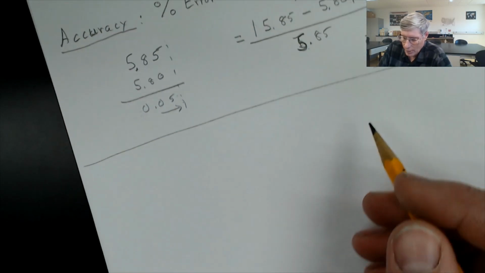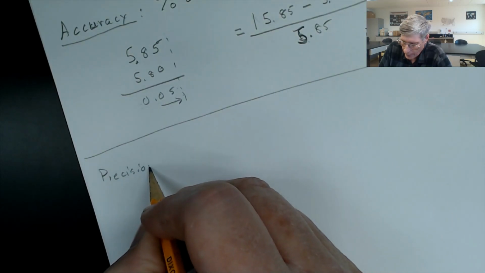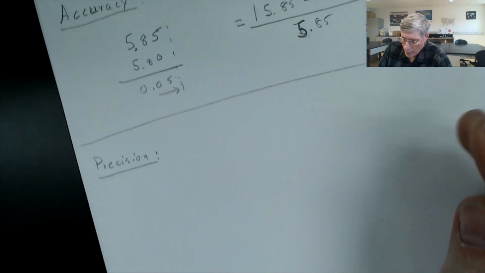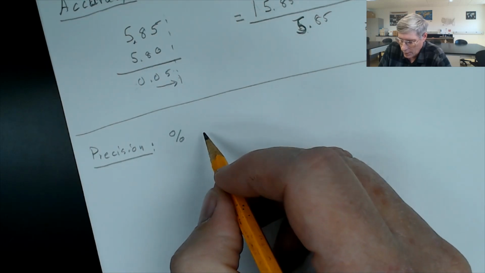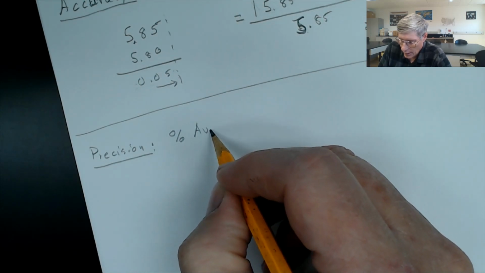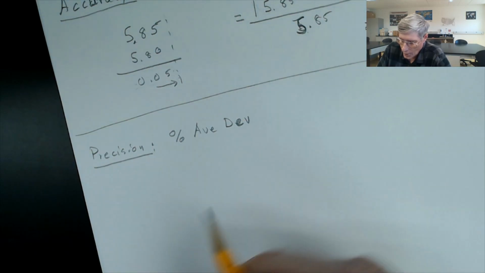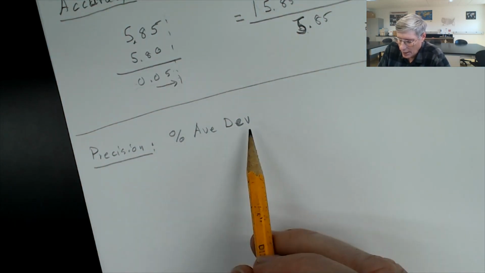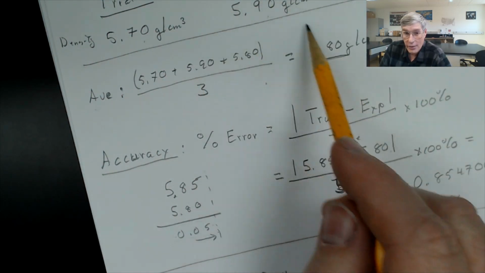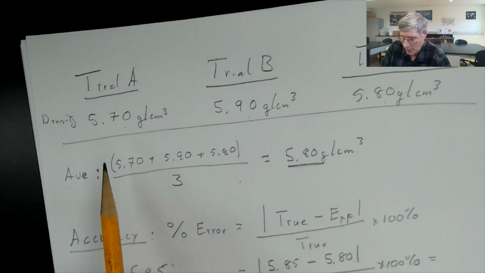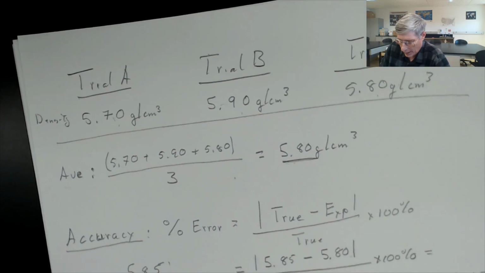Let's now do precision. Precision calculations are called the percent average deviation. Basically, this is asking how far did each of the trials deviate. Let's look at them up here. Each of these 3 trials, how far did they deviate from each other and from the average?